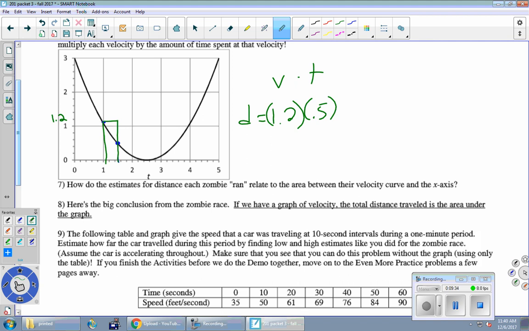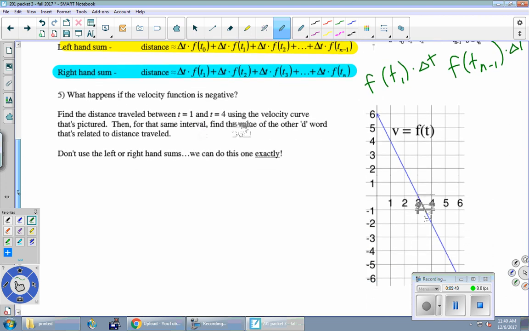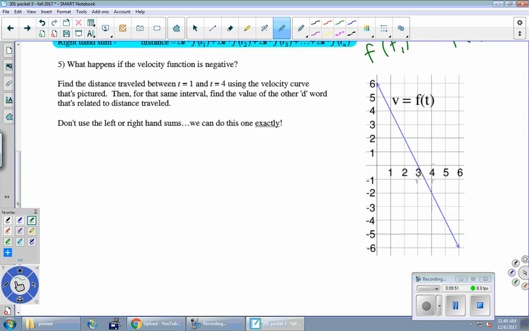Yeah, this would be an overestimate, but it's an estimate. Okay, so estimating the distance traveled is exactly the same as finding the area of the rectangles. Okay, so last complication here is number 5. What happens if the velocity is negative? So let's go ahead and find the distance between t equals 1 and t equals 4 in this picture.